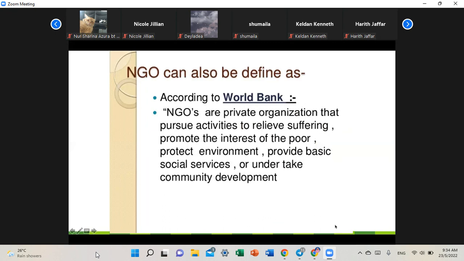NGO can also be defined by the World Bank's definition. NGOs are private organizations that pursue activities to relieve suffering, promote the interests of the poor, protect the environment, provide basic social services, or undertake community development. Even NGOs with limited, scarce resources cannot cover everything. They also, just like international governmental organizations, focus on specific issues.